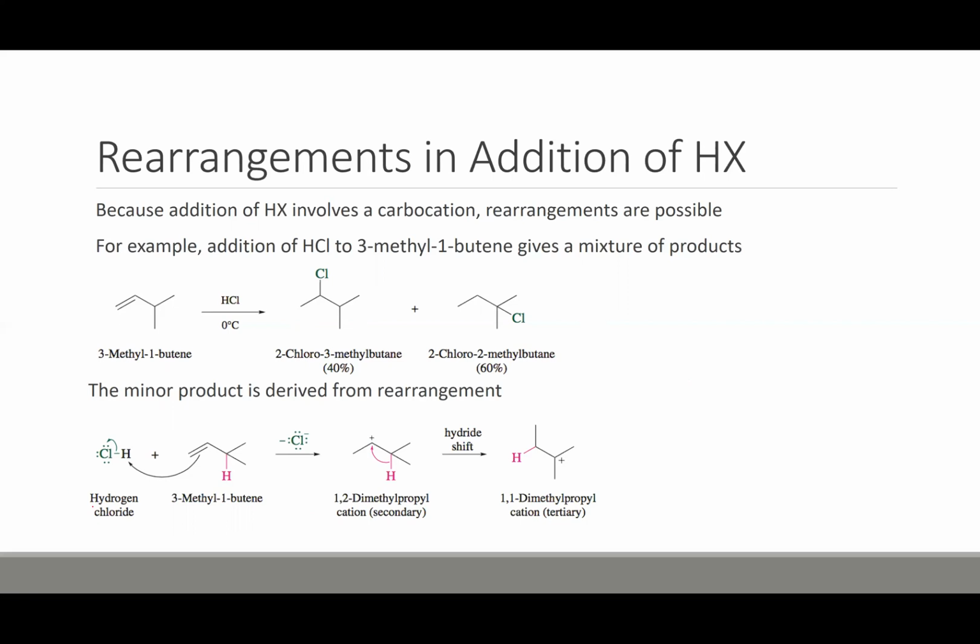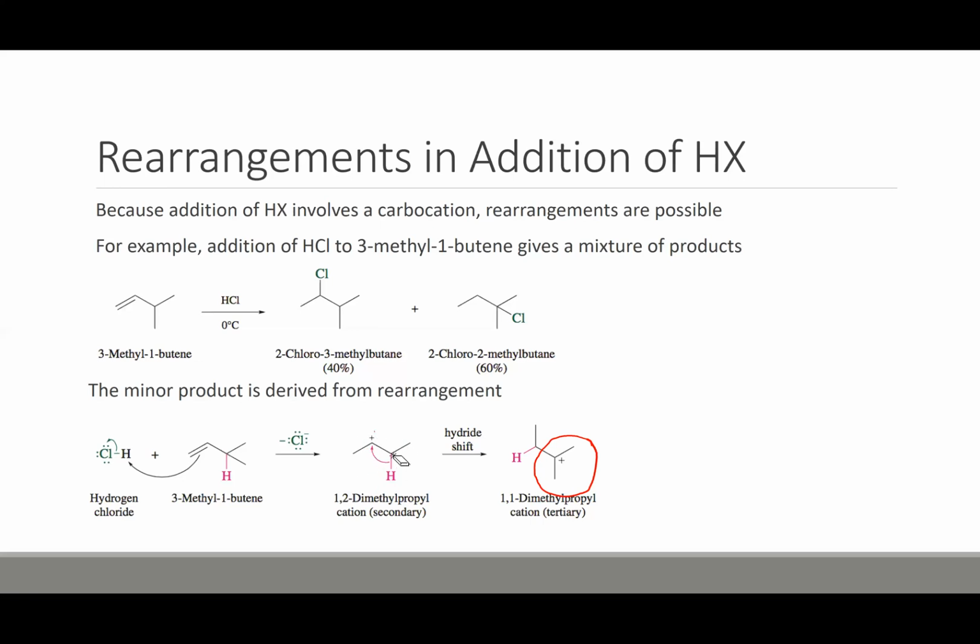So for example, here, when we react methyl 1-butene with HCl, we protonate. And in this case, here's our double bond. The protonation would happen in a way that our carbocation would form on the more substituted carbon, which would be here. However, we can have a hydride shift. This is one away from our carbocation position. And when we shift that hydrogen, it makes a tertiary carbocation, which is more stable.